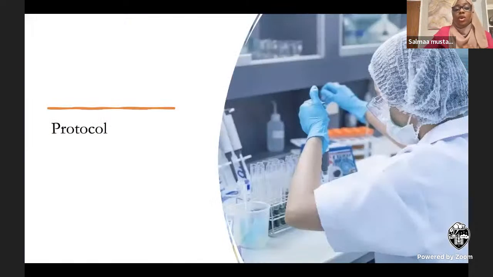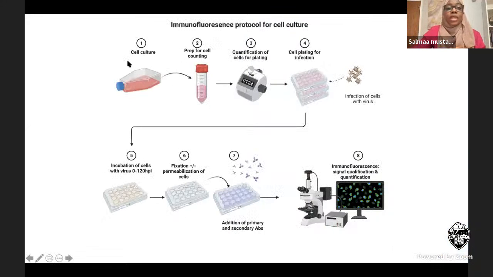So let me go stepwise on how you can design an IFA protocol. You have your cell culture, right? So here I'm using cell culture as an example. You can also do IFA on tissue samples, okay?